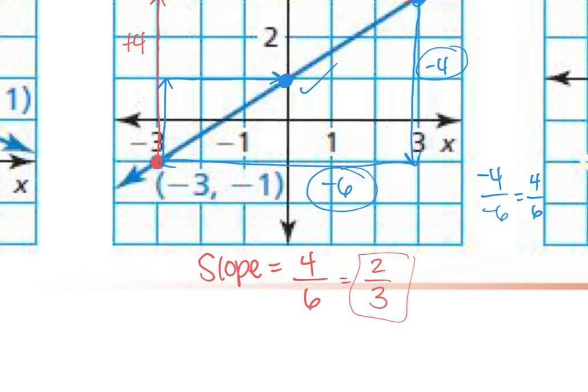So you always want to go up first and see how much you go over. I personally like to go up first. If you want to go to the right first, that's fine. I like to go up first because my numerator is my rise, right? So I always want to do numerator over denominator. But if you go to the right, like if you went this way and then up, you would get the same thing. But just remember, your rise is what goes on top, okay?